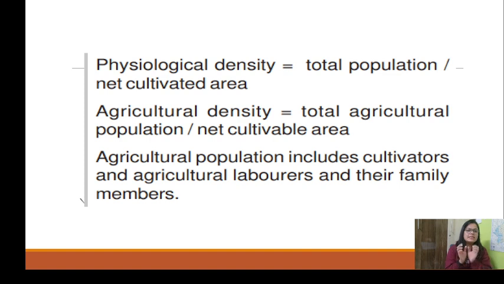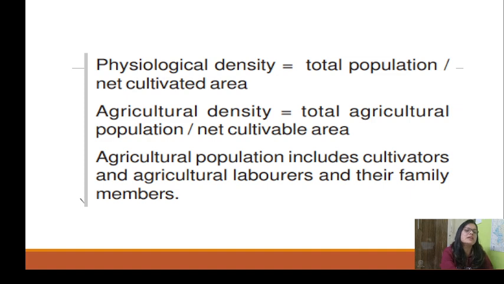Net cultivated area is the land on which agriculture has actually been done. Cultivable is the land we have that can be cultivated. There's a big difference between cultivated and cultivable area. Agricultural population includes cultivators and agricultural laborers and their family members. So agricultural population is not only the cultivator, it's everyone there, cultivators, agricultural laborers and their family members as well. You must have studied about it when we talked about unemployment.